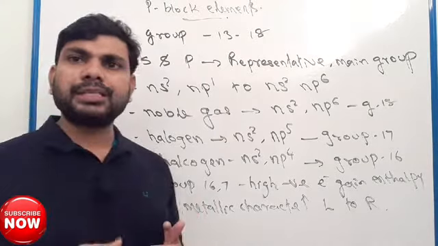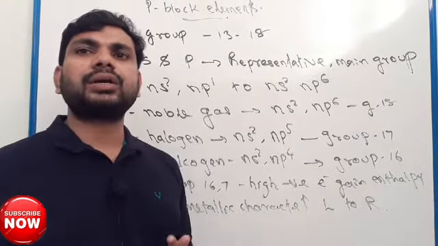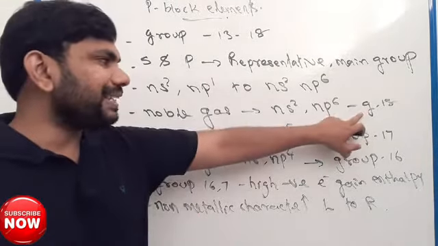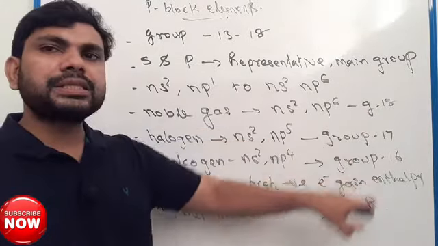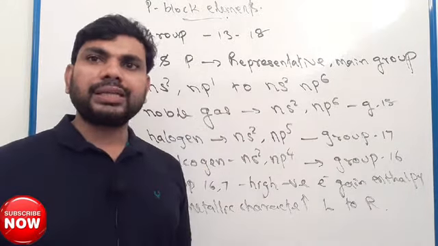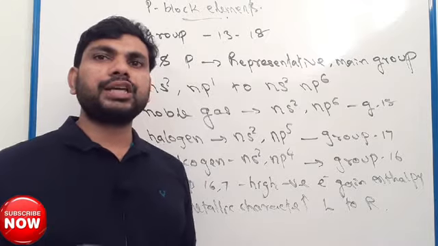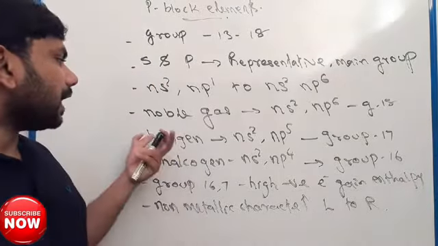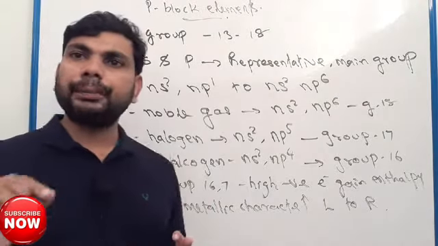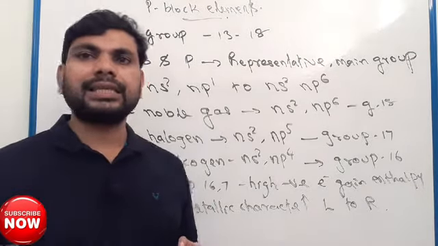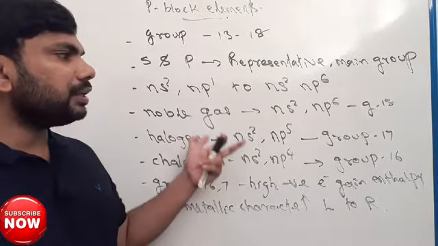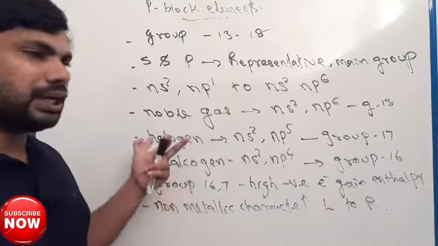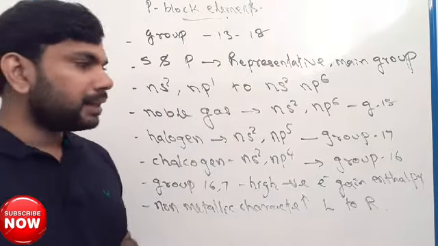And here another one, halogens. In p block elements, group 17 elements are called halogens. They have outer shell electron configuration ns2np5. Fluorine, chlorine, bromine, iodine, astatine are the elements in group 17, the halogens, ns2np5. Clear?